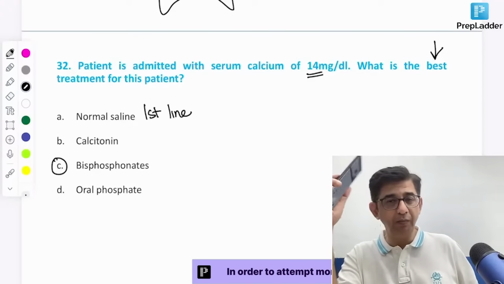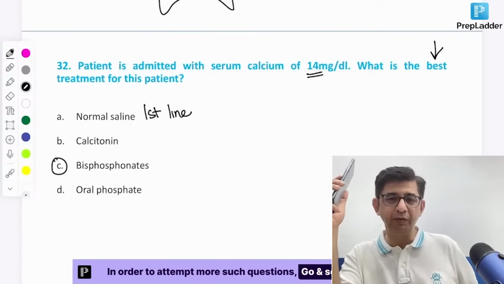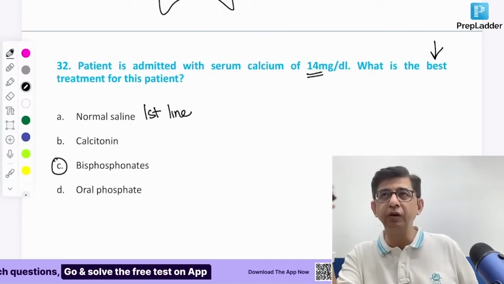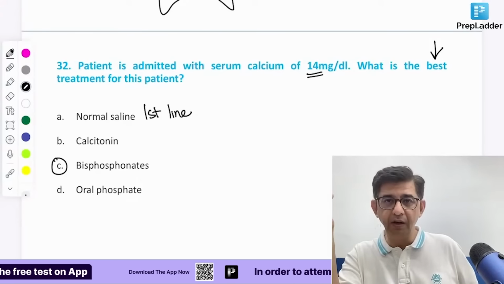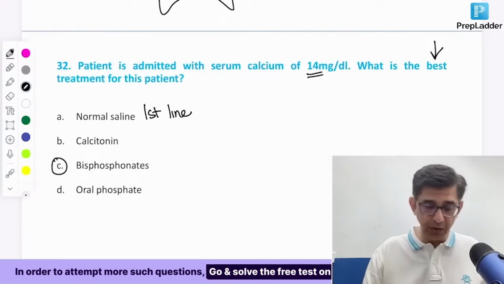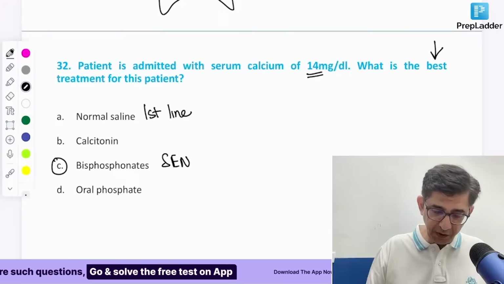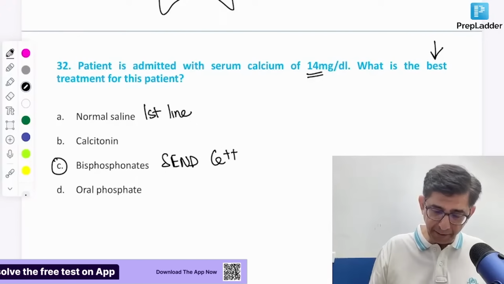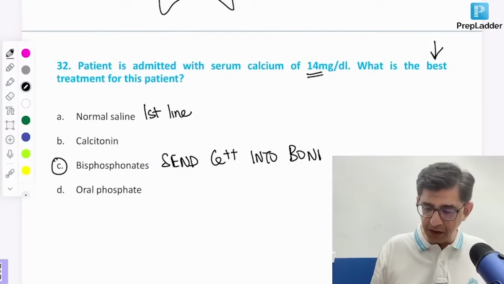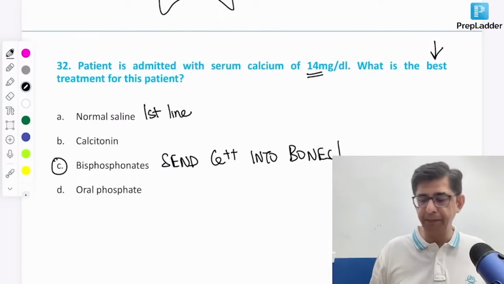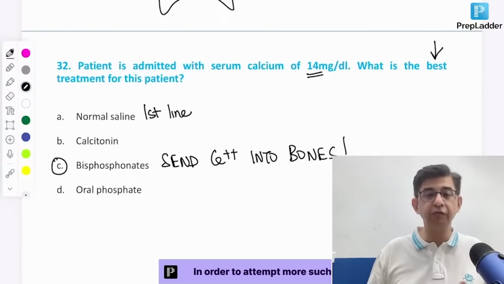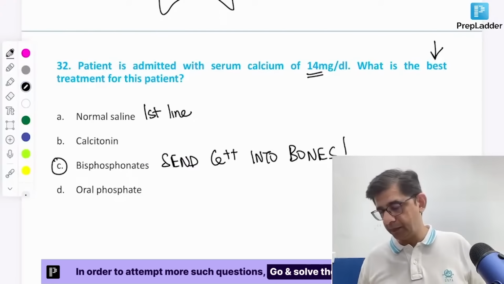Best जो होता है वो पहले बिस्फॉस्फोनेट देके कैल्शियम का वैल्यू कम, सलाइन से तो देखो टेम्परेरी है ना, कुछ hours के लिए calcium less करोगे, it's not going to cause calcium to go anywhere. It will remain in the blood only, but bisphosphonates will send calcium into the bones. The advantage is bisphosphonates will be sending calcium into the bones, which is why the answer in the question would be as I've highlighted.